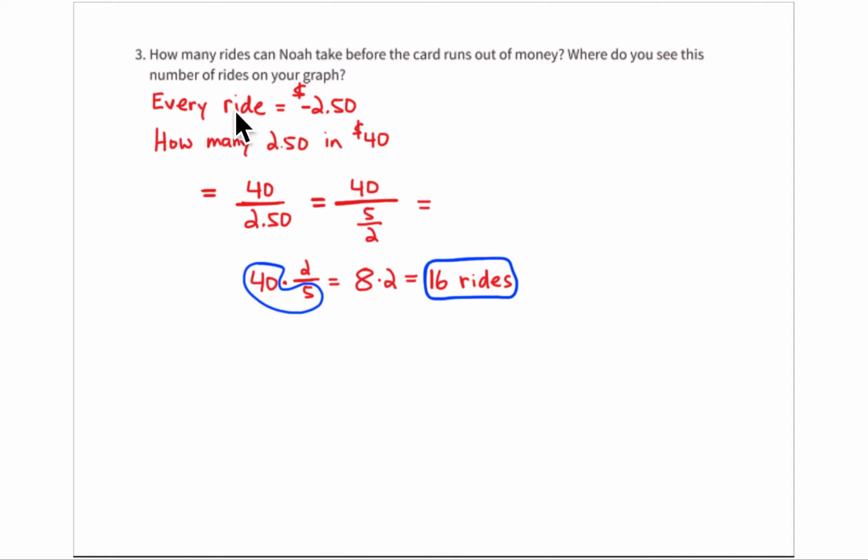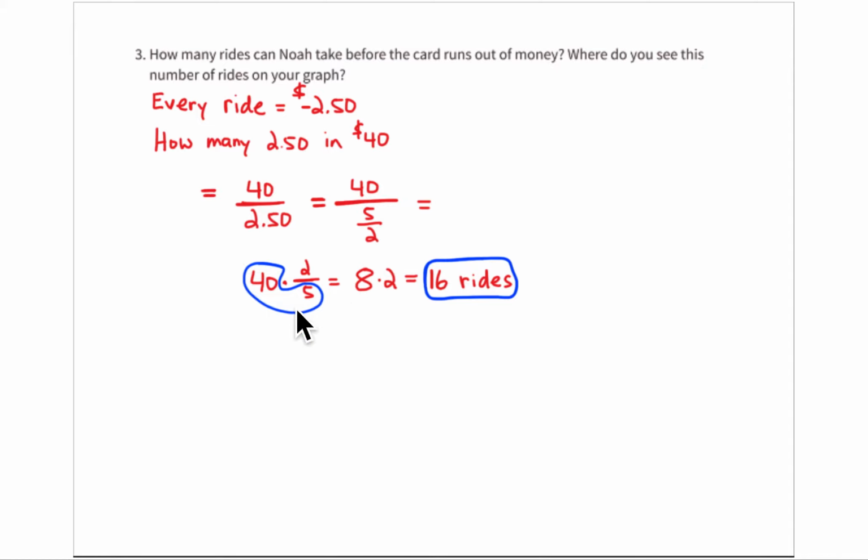Where do you see this number of rides on the graph? Well, every ride costs $2.50. So how many $2.50 are there in $40? Well, to figure that out, you divide 40 by that $2.50 to figure out how many times you can take out $2.50. Every time you do that, that's equal to a ride. So 40 divided by $2.50, or 2.5, that's the same as 40 divided by 5/2.